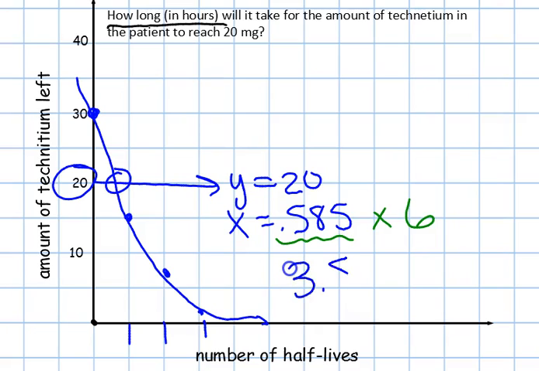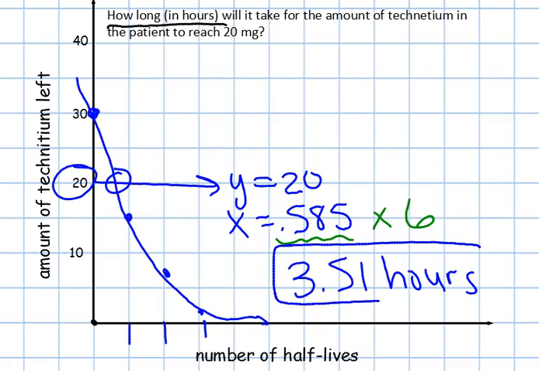So 3.51 hours is how long it's going to take before the technetium is down to 20 milligrams. So remember, when you're looking for time, what do you want to do? You want to use your graph.